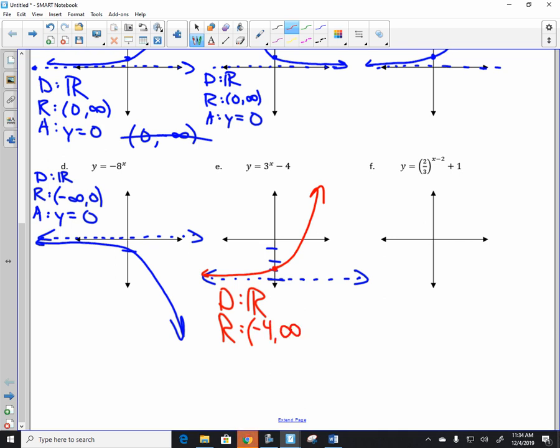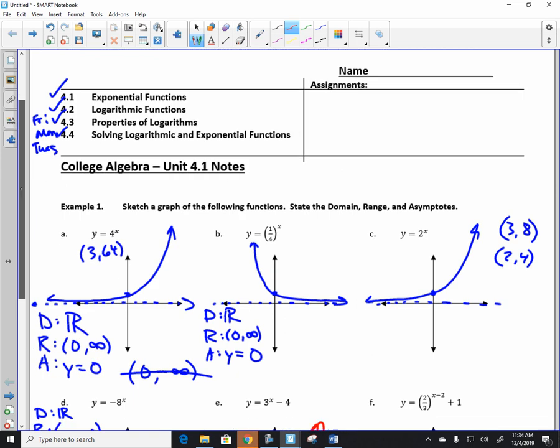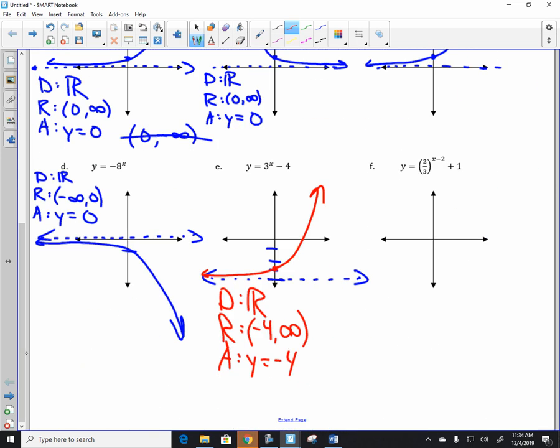Negative 4 to infinity. And what is the asymptote? Y is negative 4. Very good. So we put it all together for this last one. Is this last one going to have a shape more similar to letter A or letter B? How come?